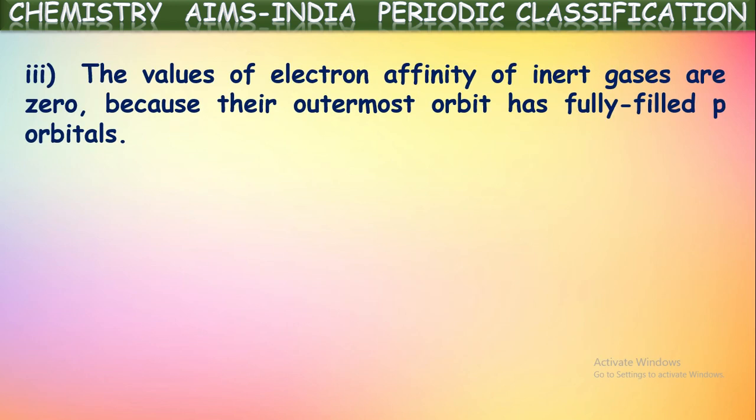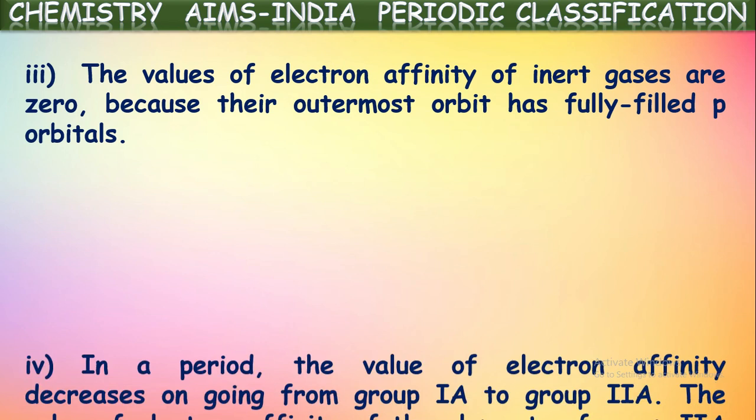Next, one more exception. The electron affinity values of inert gases are 0 because their outermost orbit has fully filled orbitals. Even for noble gases we can see a variation. Instead of increasing from left to right, it increases till halogens, and for noble gases it becomes completely 0, because there is no question of gaining electrons in the case of noble gases. Why? Because they have a completely filled outermost shell. If it is completely filled, there is no question of gaining or attracting any other electrons, and hence there is no electron affinity for them.